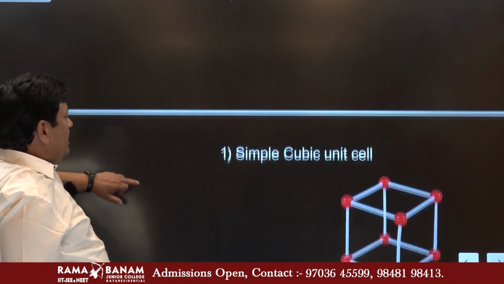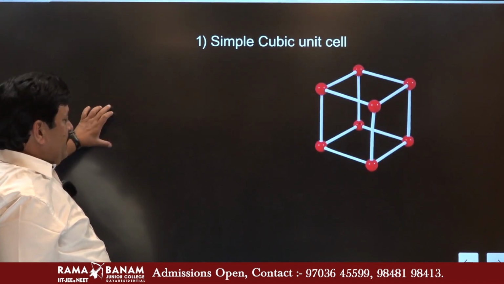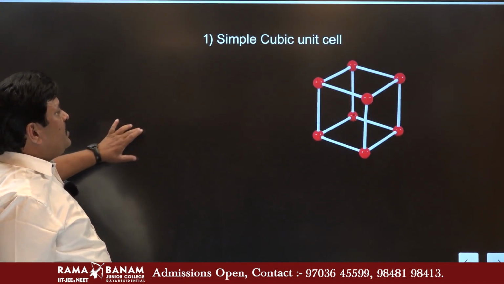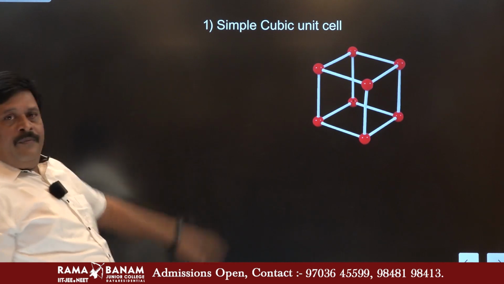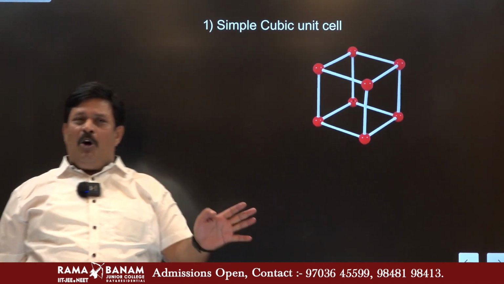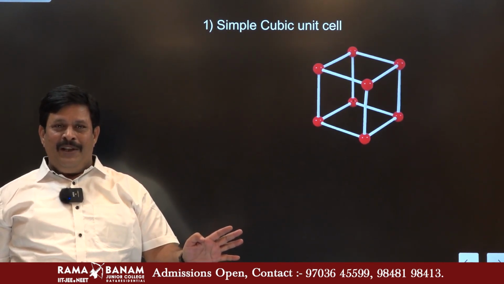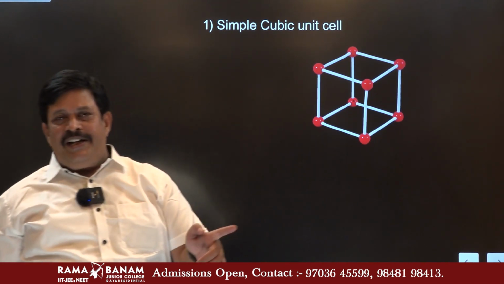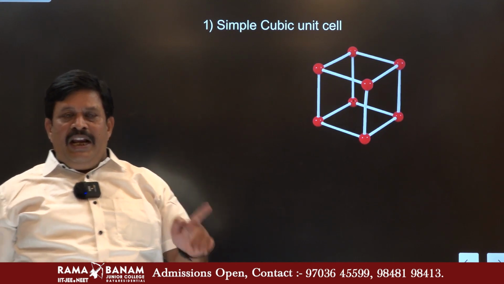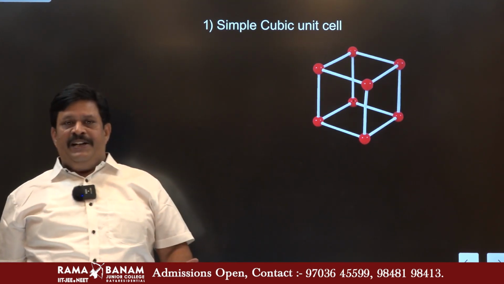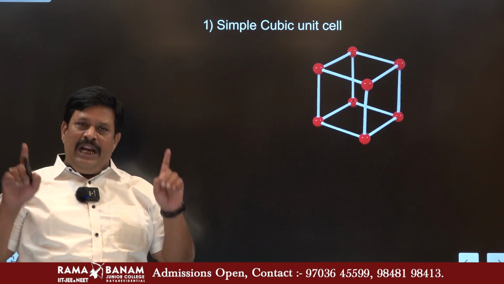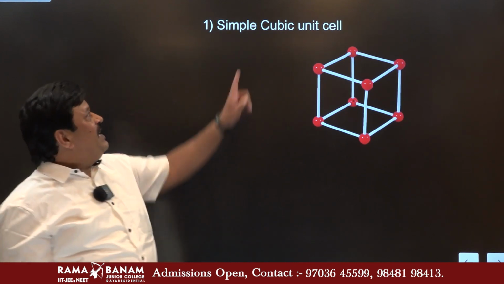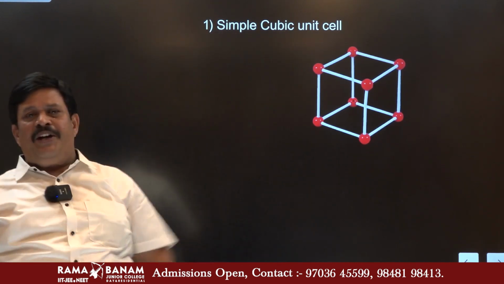Coming to the simple cubic unit cell. See this cube here, which is on the board. The particles are only at body corners. Face center is vacant, edge center is vacant, body center is vacant. In any structure, if the particles are only at body corners, then that unit cell is called a simple cubic unit cell.